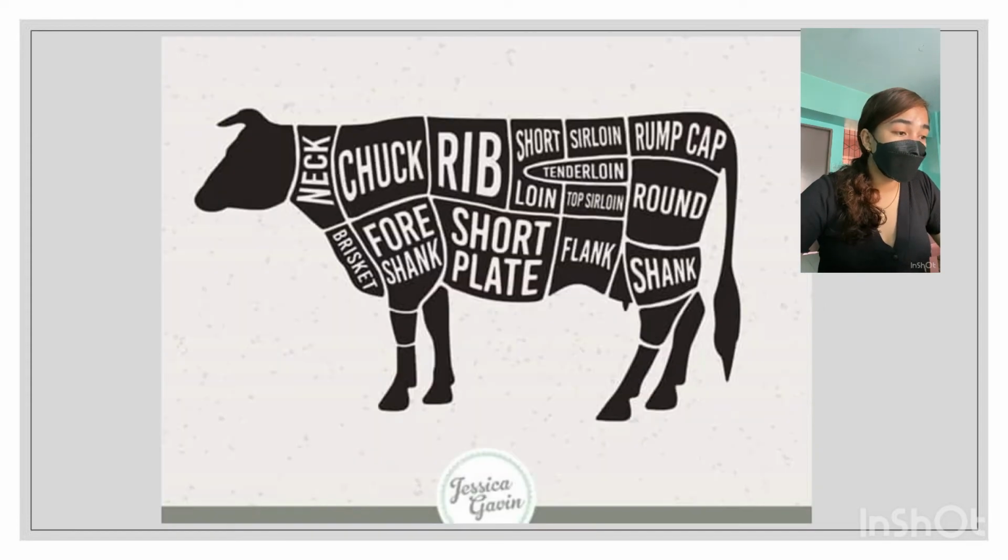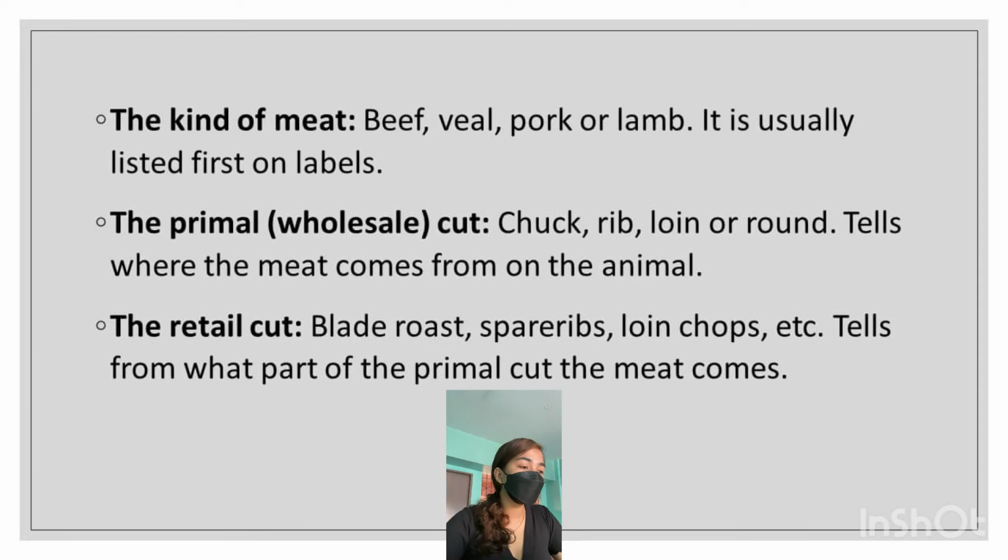Next, we have the cuts of beef. We have the neck, the brisket, the chuck, the foreshank, the rib, the short plate, the short loin, the sirloin. We also have the tenderloin, the top sirloin, the flank, the rump cap, the round, and the shank. Okay, so these are the examples of the terminology used in retail cuts.